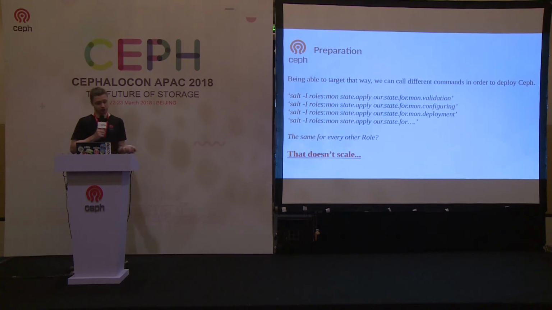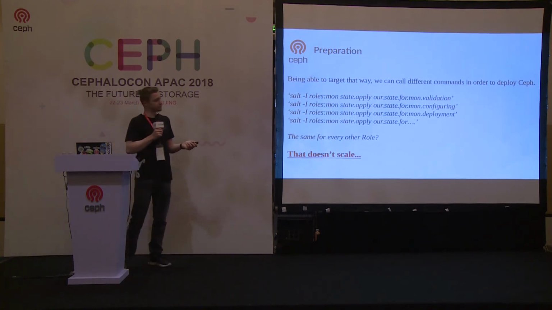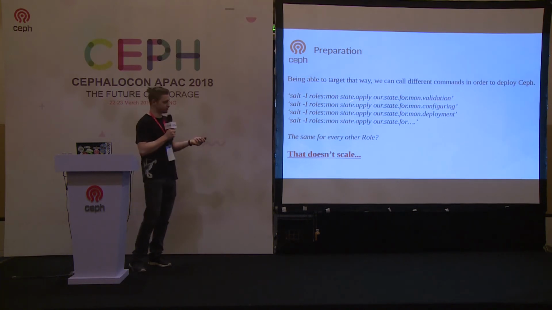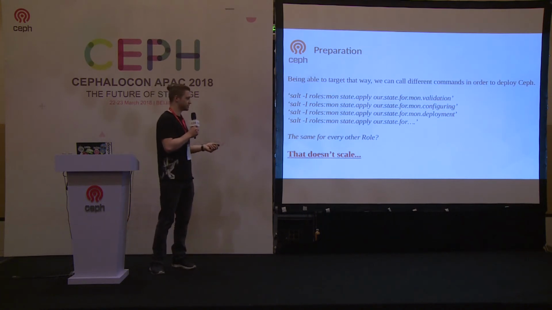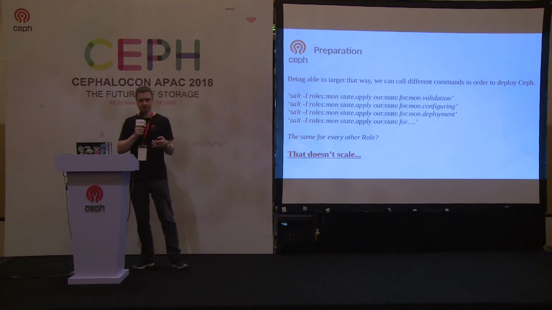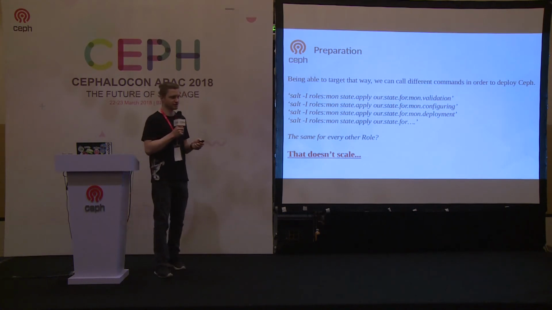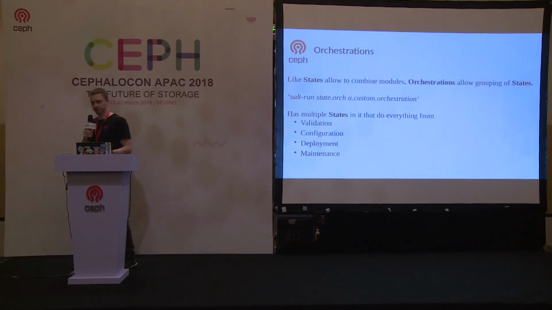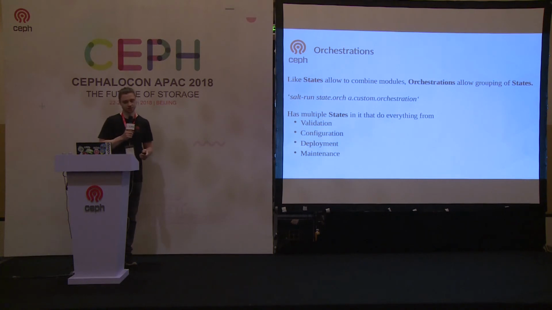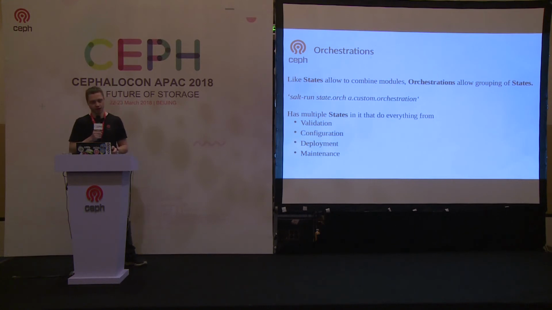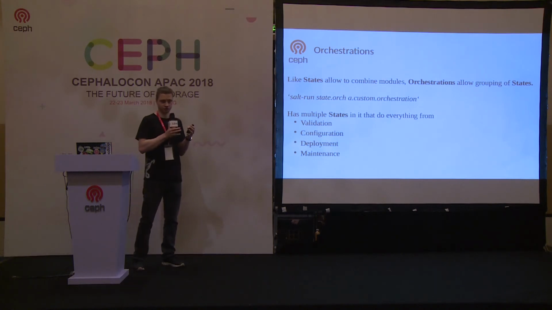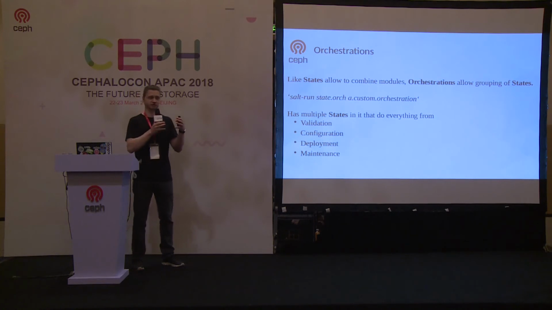So in theory, we now have everything. We could now target every role and do our validation first, do our configuration, do our deployment, and do that for every single other role and management, and that's not quite how it should be. So luckily there is one last feature, one last thing that we have to understand in Salt, and that's the so-called orchestrations. And these orchestrations do the same thing as states. States condense different modules, and orchestrations condense different states.